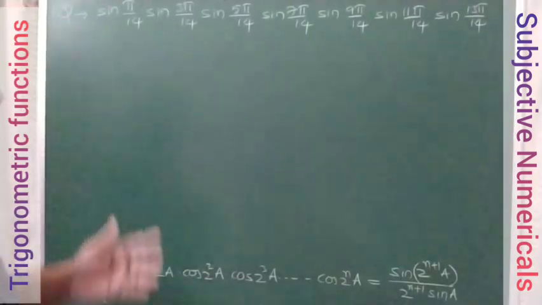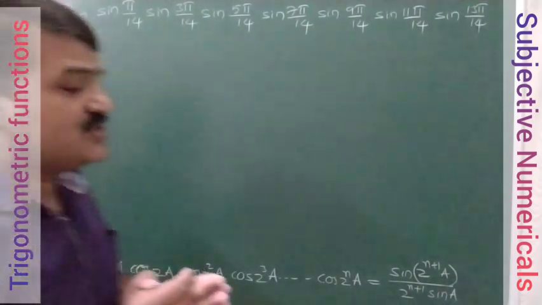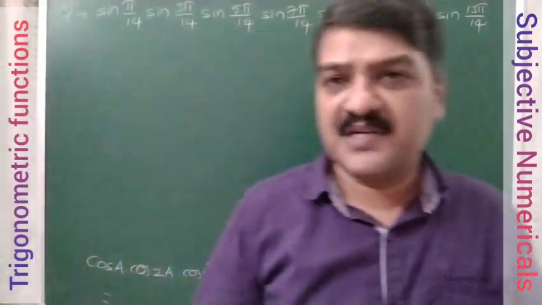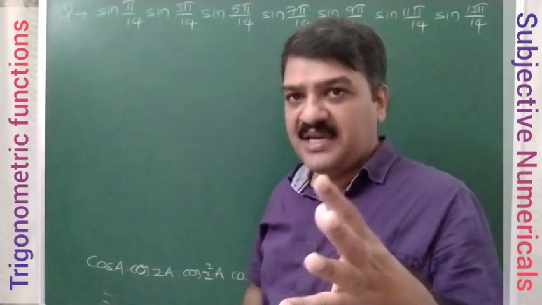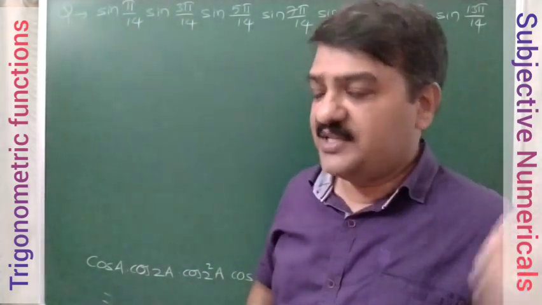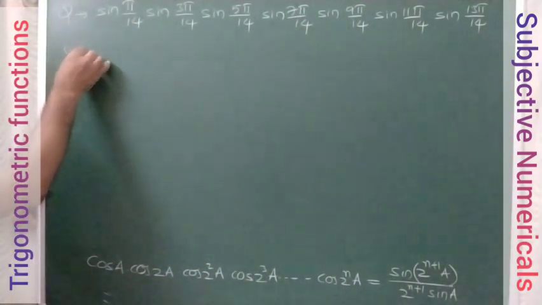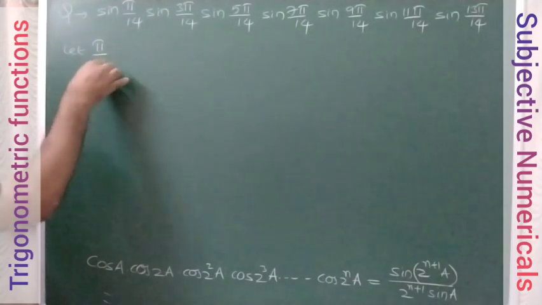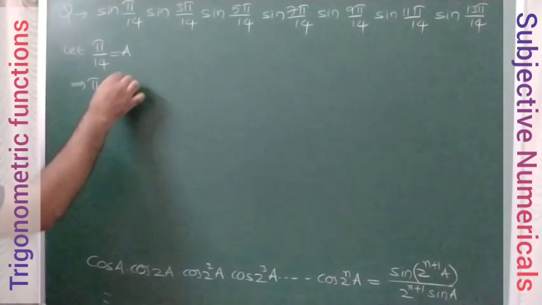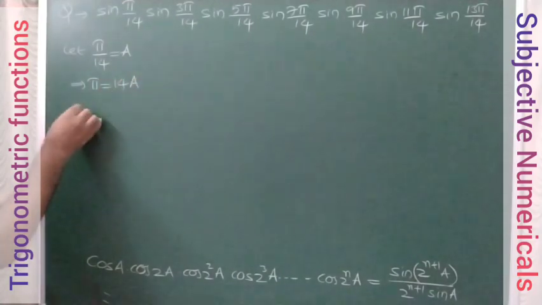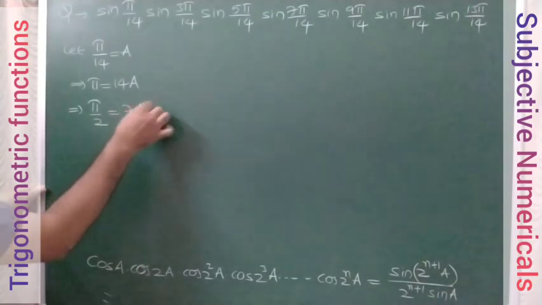So this is the next question we have on board now. For simplification, to make it look easy, that is for our convenience, let us take this pi by 14 as some a, theta, alpha, anything. So if you cross multiply, pi is equal to 14a you will get. Or we can write pi by 2 is equal to 7a.